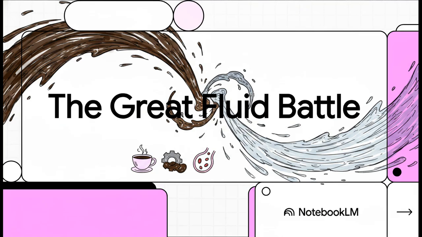You know, there are these invisible battles raging all around us, all the time. I'm talking about in your morning coffee, deep inside your car's engine, even in the tiny cells that make you, you. These are the great battles of the fluids, and they're all decided by one single powerful property: viscosity.